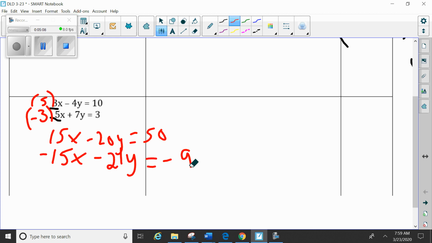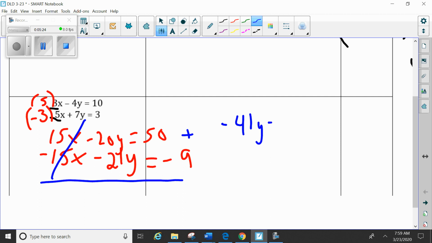Okay, so here I go. I can eliminate my x's. I'm going to keep writing over here in the other box. So now I just add down. -20y and -21y gives me -41y is equal to 50 plus -9, which gives me +41. Divide by -41, divide by -41, and y is equal to -1.